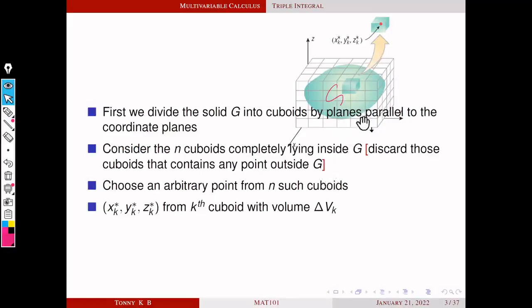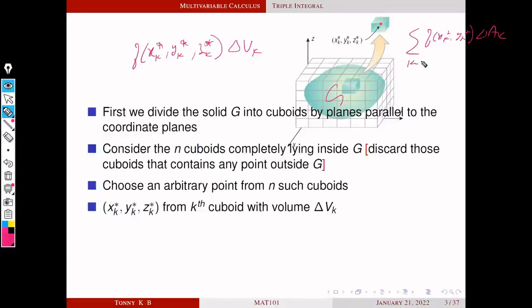Then we choose an arbitrary point xk star, yk star, zk star. And also we assume that the volume of the kth cuboid is delta vk. In two-dimensional integration, we assume delta ak is the area of the kth rectangular piece. Here instead of a rectangle, it's a cuboid, so we take delta vk as the volume of the kth cuboid. In two-dimensional integration, we consider f of xk star, yk star into delta ak, then you take the sum, k equal to 1 to n. Instead of that, here we consider f of xk star, yk star, zk star into delta vk. Then you take the sum.